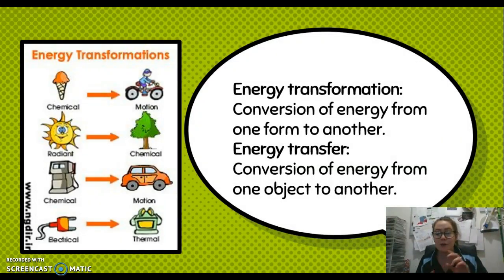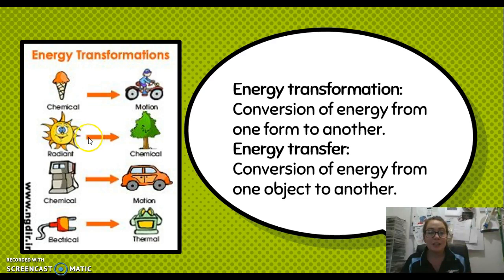Energy conservation can occur by 2 processes. That's energy transformation or energy transfer. So energy transformation refers to the conversion of energy from one form to another. We have some examples on the side here, so we can look at chemical energy in the food that we eat and how in our bodies we convert that to mechanical energy utilized in our muscles so that we can do activities, running, jumping, riding a bike.